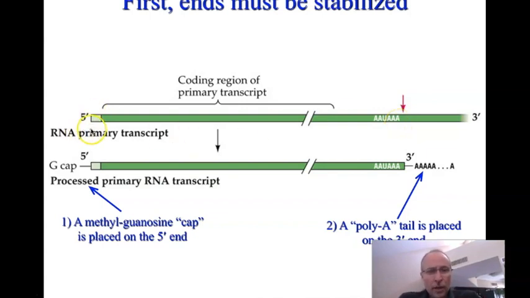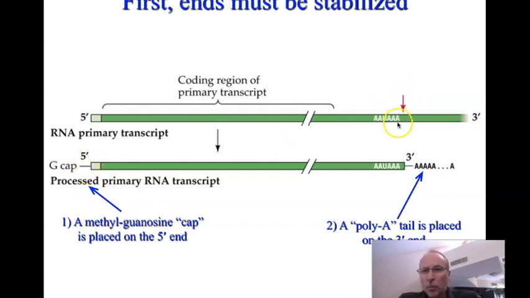So on the 5' end, what we have to do to stabilize it is we take a guanosine, which is the same guanosine that we saw before with one difference. It has a methyl group on it. And that methyl group is a very non-reactive group, which is actually put on the most reactive carbon on that guanosine and makes it non-reactive. So it stabilizes that 5' end. So we call that a methyl guanosine cap.